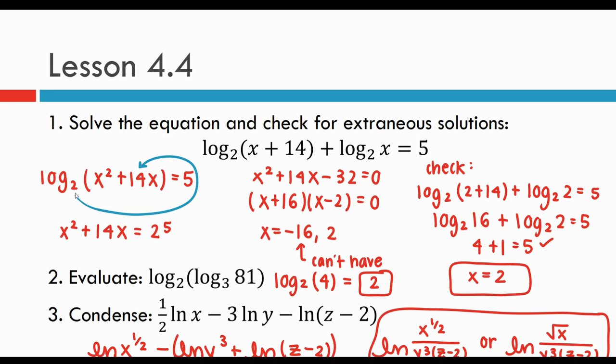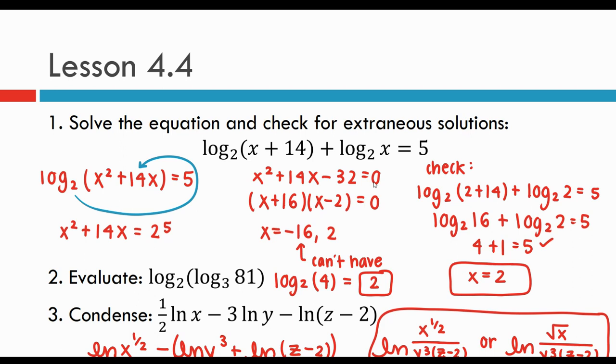So remember, 2 is the base. Whatever that log is set equal to is the exponent. And then we set that equal to the argument of the log. So I wrote it as x squared plus 14x equals 2 to the 5th power. Now, 2 to the 5th power is 32. I want to move everything to one side, so notice that I subtracted 32, and that's why my new equation says x squared plus 14x minus 32 equals 0.